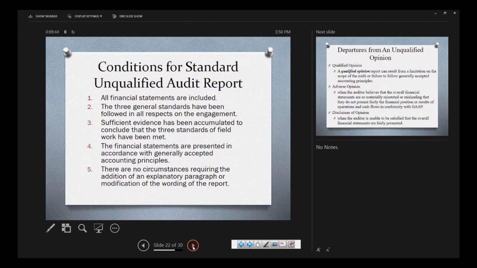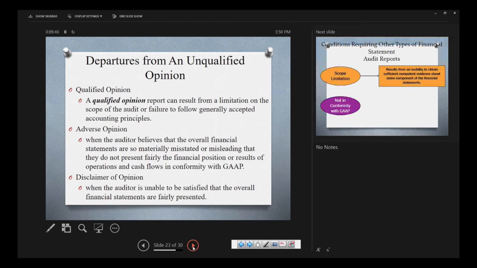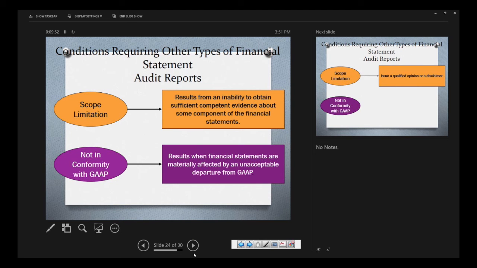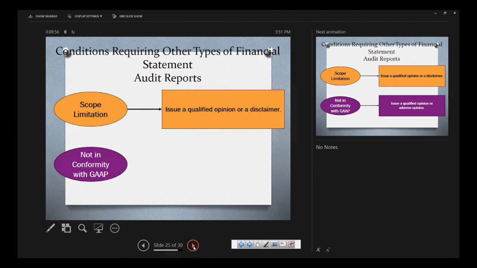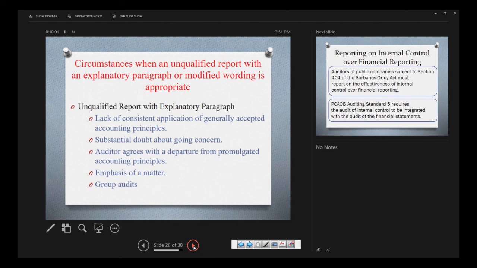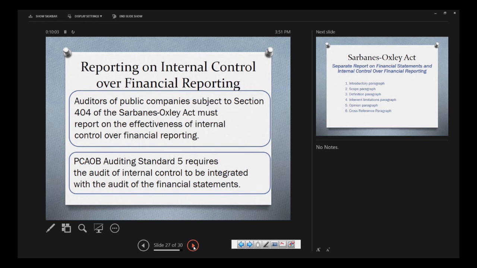And so this, again, gives you all the conditions for a qualified report and departures from a qualified report. Scope limitation, what generally gives rise to it. This is just stuff I summarized, and I posted this.